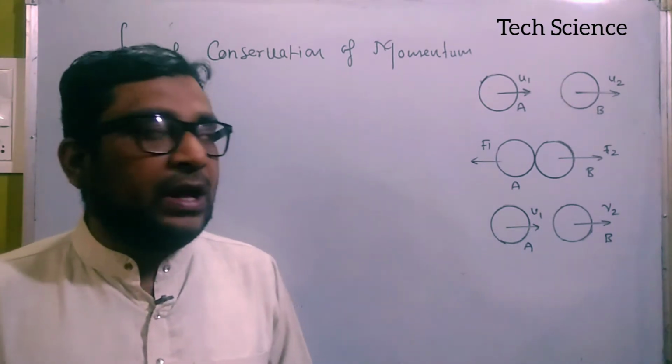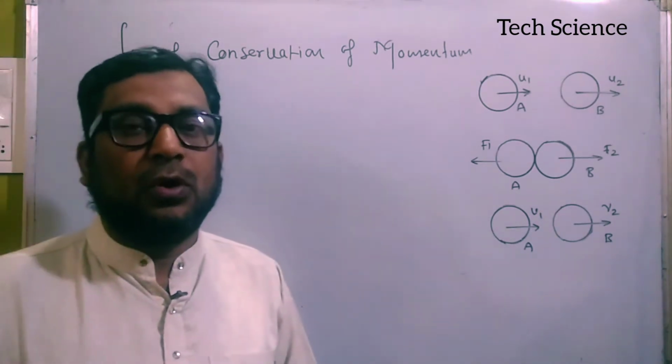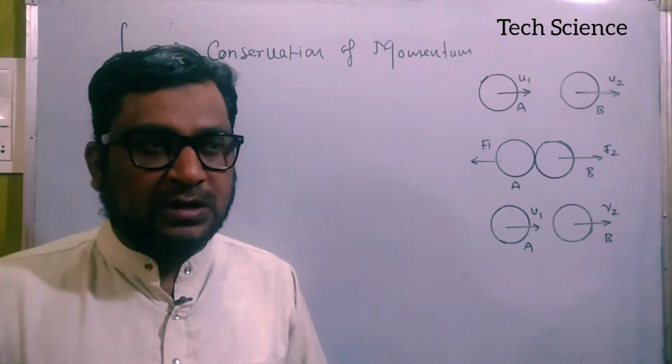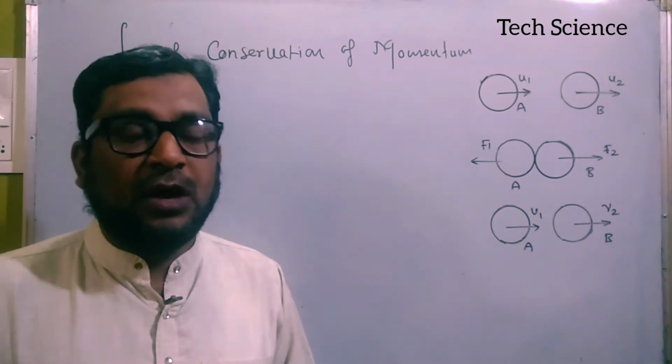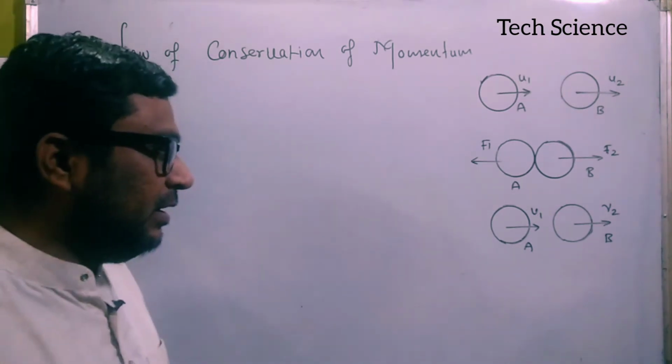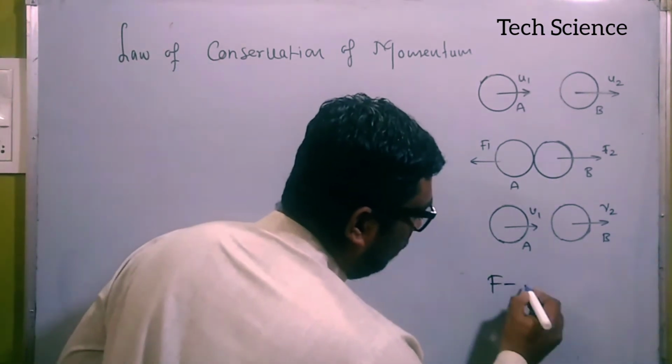So here we have the proof with the help of two laws. We have to take the help of two laws here: Newton's second law of motion and Newton's third law of motion. In Newton's second law of motion, we derive the formula F equal to ma. We have one formula, F equal to ma.